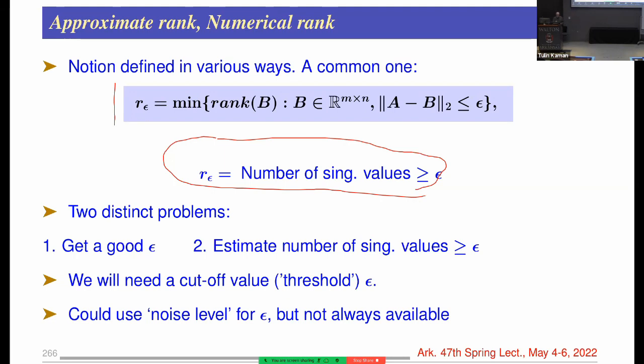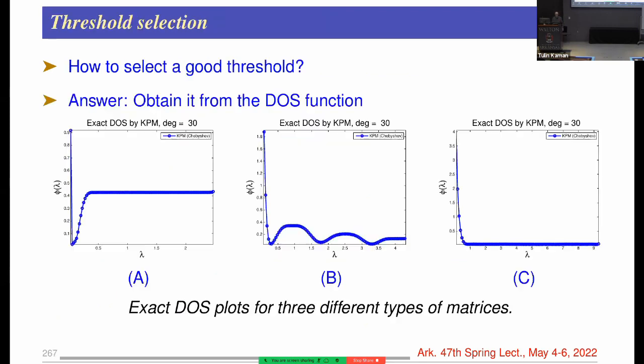So if I want to determine the relevant number of singular values, I have to find that epsilon. I have to say, well, where do I cut? So there's two different problems. As I just said, one of them is to get the good epsilon, okay? And the second one is, once you have the epsilon, to get the number of singular values larger than or equal to epsilon without computing them, obviously. So there's two separate issues. So let's look at the first one.